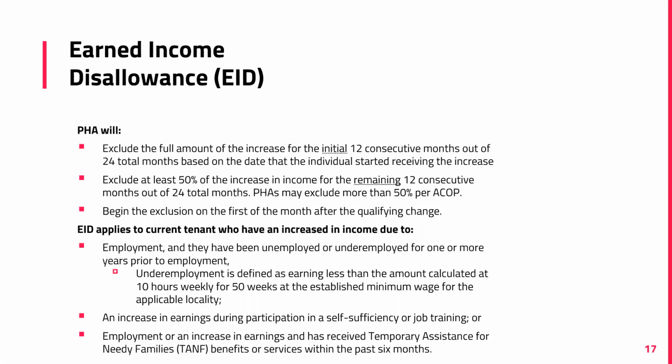But what this is, the housing authority will exclude the full amount of the increase for the initial 12 months out of the 24 months, based on the date on which individuals start receiving the increase. Or they will exclude at least 50% for the remaining 12 months. They can exclude more if the ACOP states that they will, and they're going to begin the exclusion on the first of the month following the qualifying change, so after the effective date.